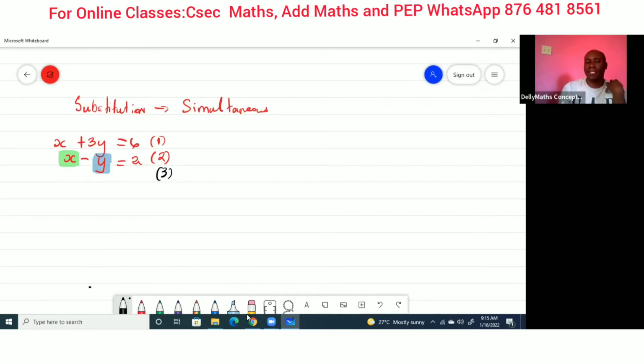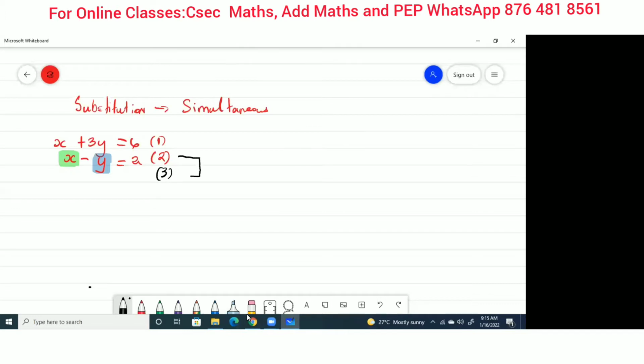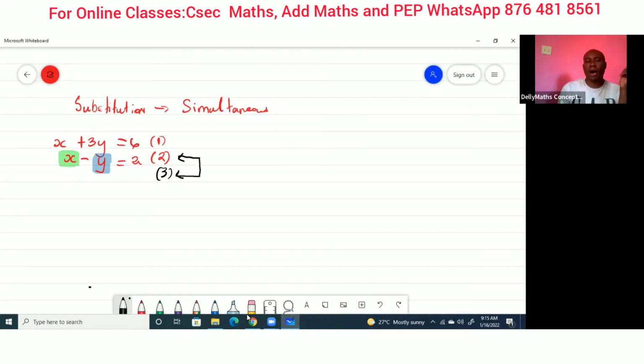So let us say I intend to use equation 2 to create equation 3. So I am doing that. I'm going to let x be by itself. Therefore, x is alone. How is the x going to be by itself? We would have to get rid of this.